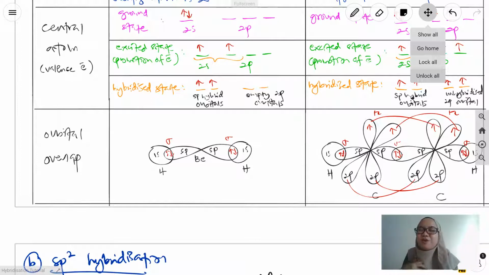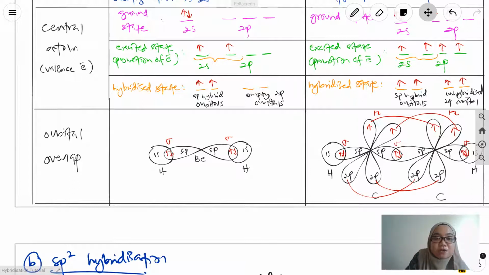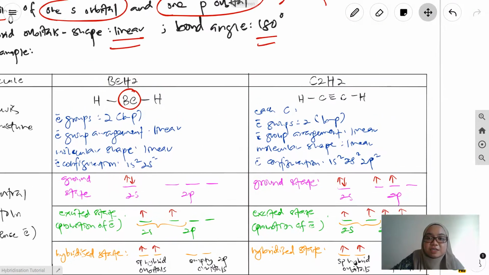Or when the question asks you to explain the orbital overlapping, you can just say that the sigma bond is formed by the orbital overlapping of one sp hybridized orbital of the Be atom and one 1s orbital of the hydrogen atom, as easy as that. After you draw it, you put a sigma symbol to indicate that this is a single covalent bond formed between the beryllium and hydrogen atom. Okay, understood? Alright, so now let's move on to C2H2.